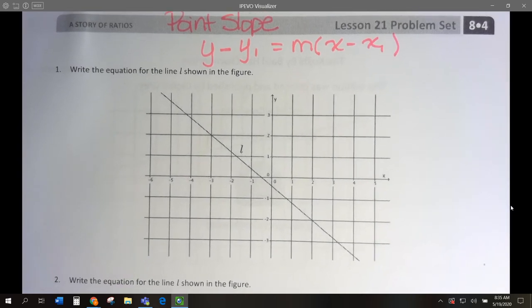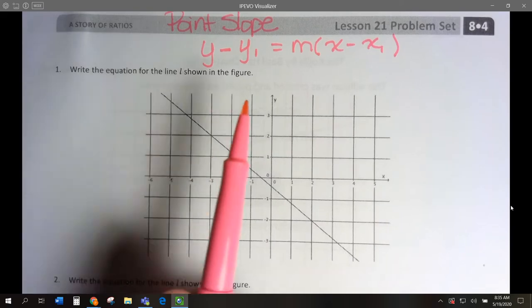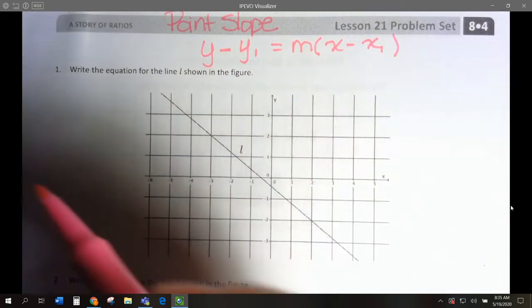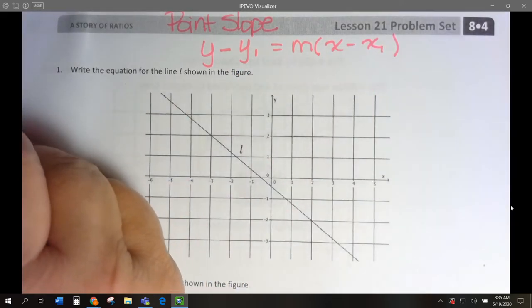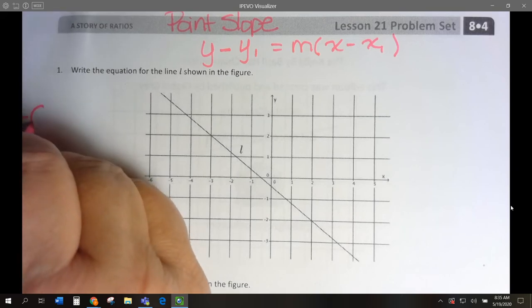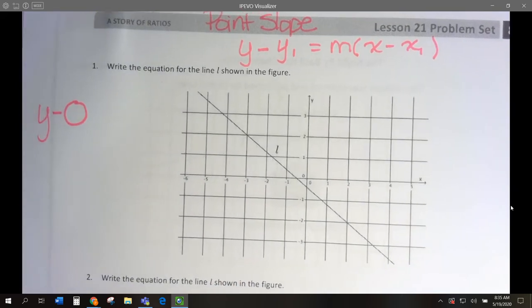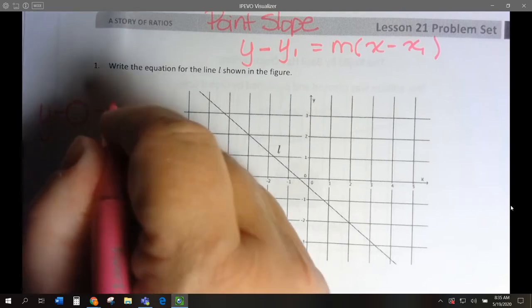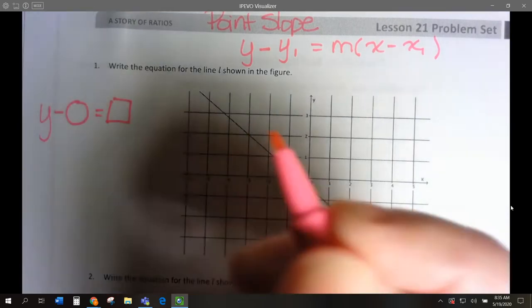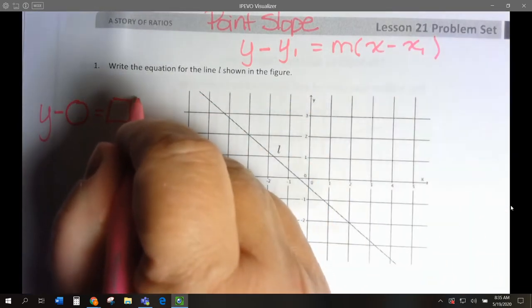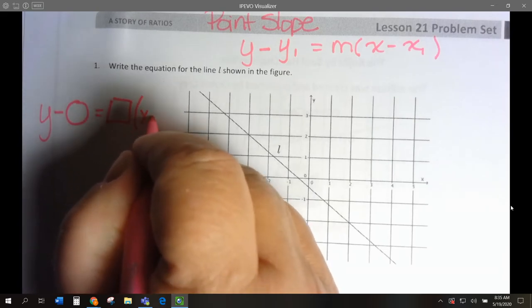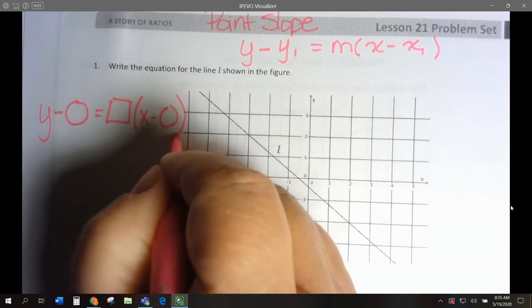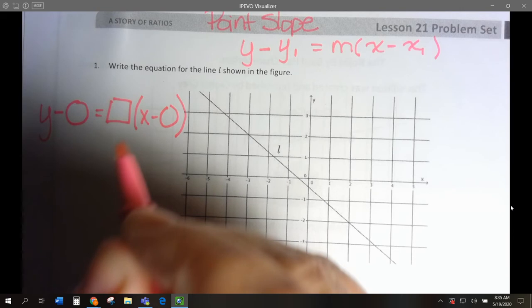So I'm going to come over here. I'm going to rewrite this, but instead of putting these in, I'm just going to put empty spaces. So it's going to be y minus whatever our y coordinate is equals our slope. We've got to figure that out. Times x minus our x coordinate. And we're going to fill in these blank spots.